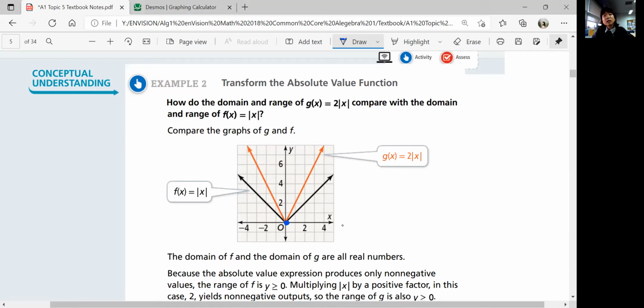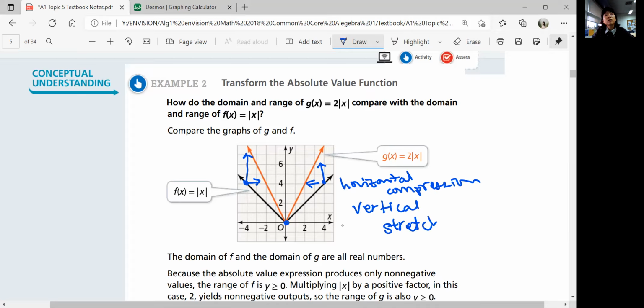So horizontally, your points are moving towards the y-axis. So this is a horizontal compression, which means vertically, what is it? Your points are moving upwards, right? So vertically, it's a vertical stretch because it's moving away from the x-axis. It's a vertical stretch, right?